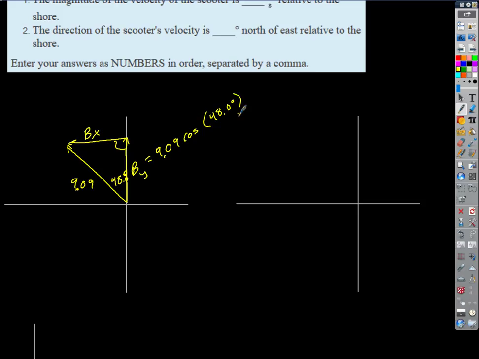Okay. What about B sub X? 9.09 sine 48.0 degrees. I'm not going to put a sign on that yet, not until we go to the table and interpret it in terms of our positive X and Y directions. Well, let's do that right now, actually. We'll just start the process. So we've got this first vector.